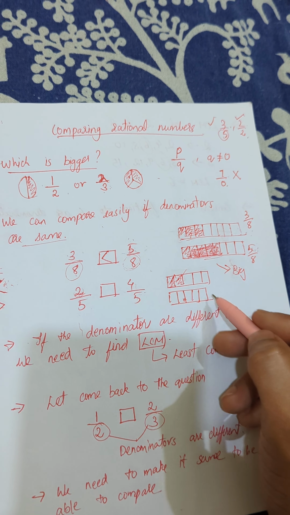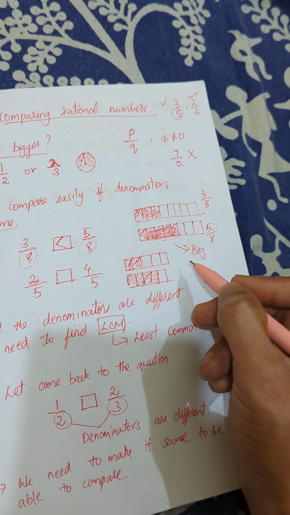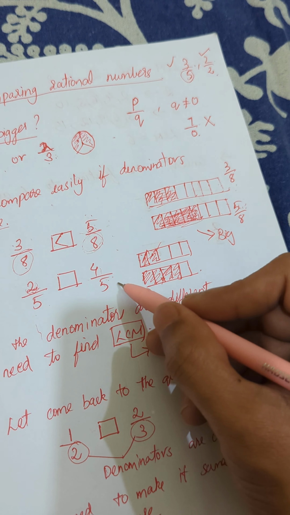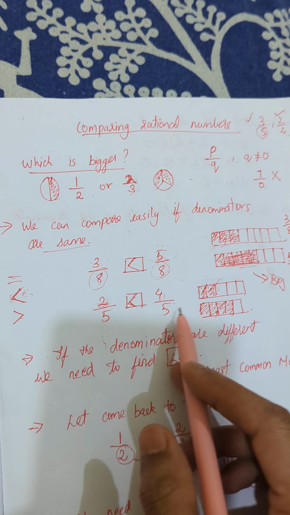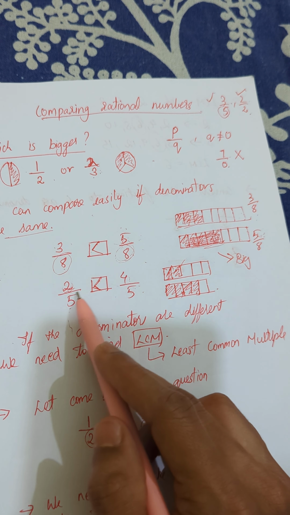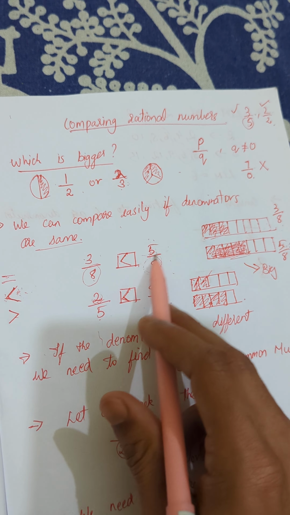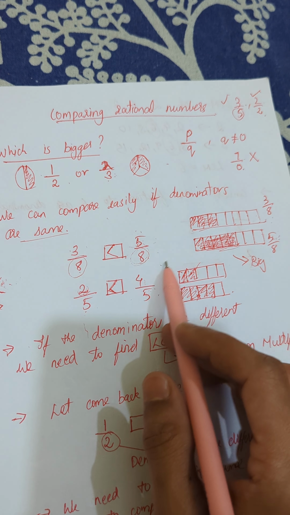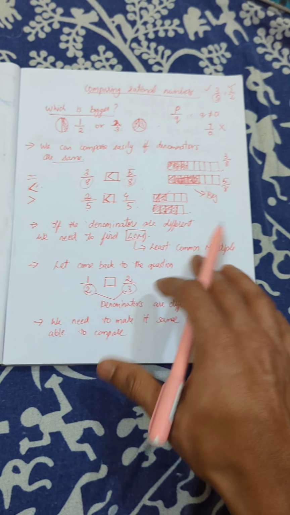2. And the second one, how many should I shade? 4. Right? And which is bigger? 4 by 5, right? So easily you can look at a fraction. If the denominators are the same, you can easily look at the fraction and say which is bigger. But if the denominators are not the same, what will happen? Then that is what we have to learn.